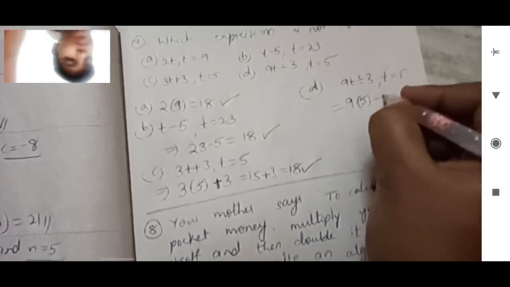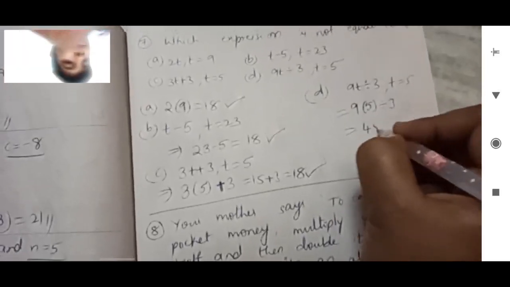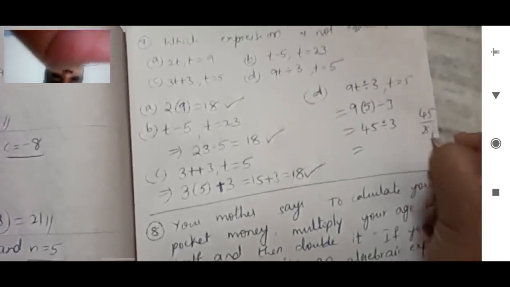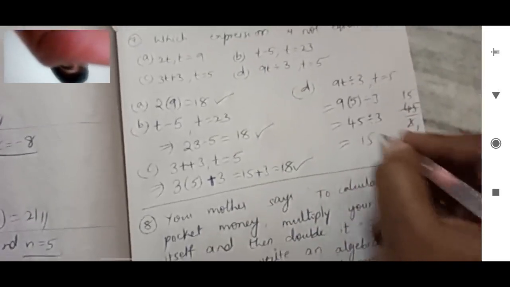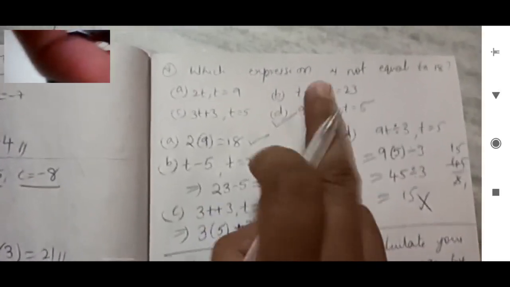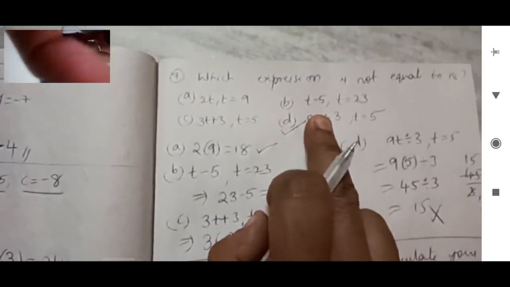9 5s are how much? 45 divided by 3. So 45 by 3. 3 1s are 3, 5s are 15. This is not correct. So option D is the not equal value here. Option D is correct. Last problem.